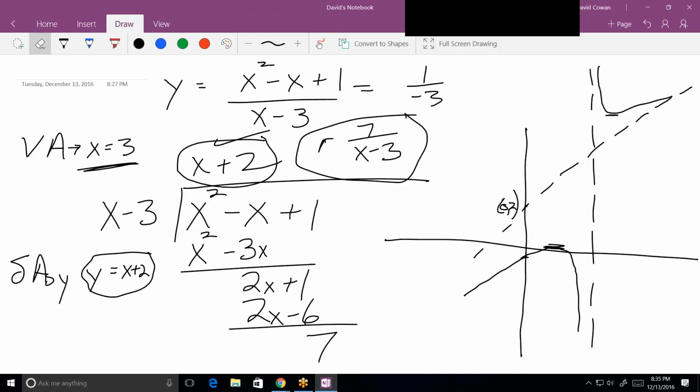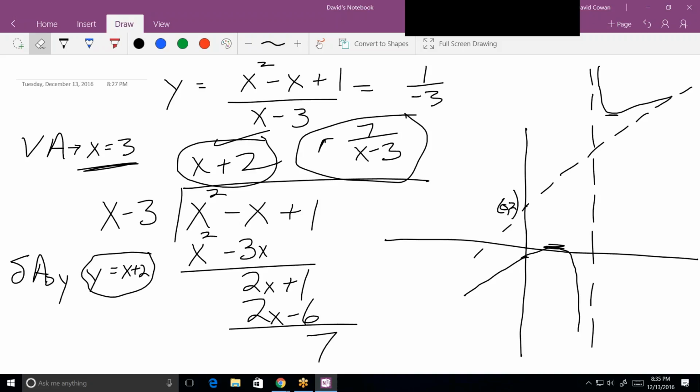With calculus, it's pretty easy. You just take the derivative, find out where the derivative is equal to 0, and that's going to tell you where that occurs on the x-axis, and then you could plug that value in to figure out what y was.